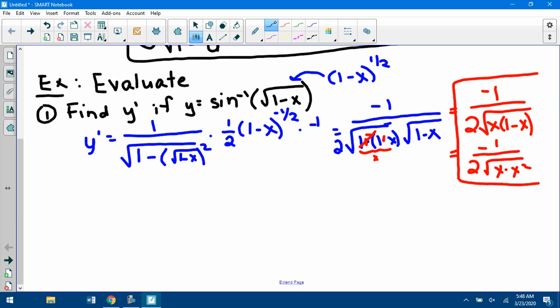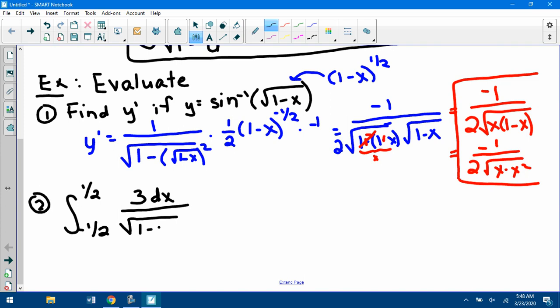Number 2. 2 is an integral. I'm going to do an integral with bounds from negative 1/2 to positive 1/2 of 3 dx all over radical 1 minus x squared.